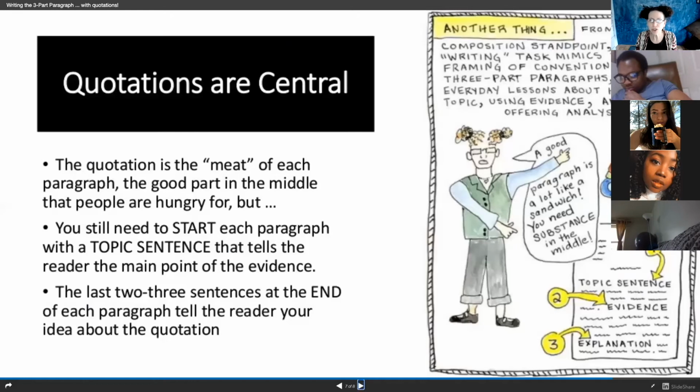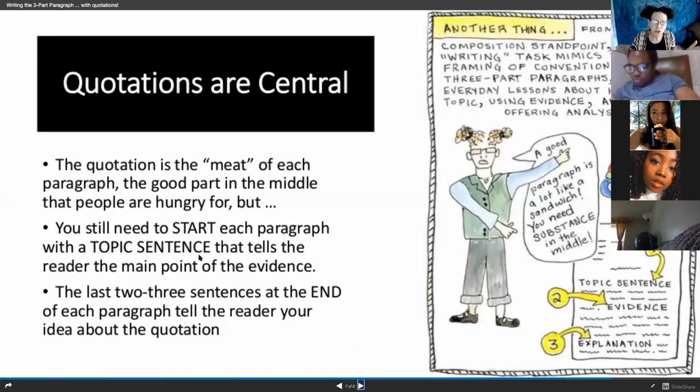So quotations are the middle part of a paragraph. They're the meat, the good stuff. I sort of compare a paragraph to a sandwich, where you have the bread on the outside to hold on to this main thing in the middle, the meat, the egg salad, the fat tomato that makes the sandwich delicious. That quotation is the thing that makes your paragraph really shine, the thing that makes it really work.